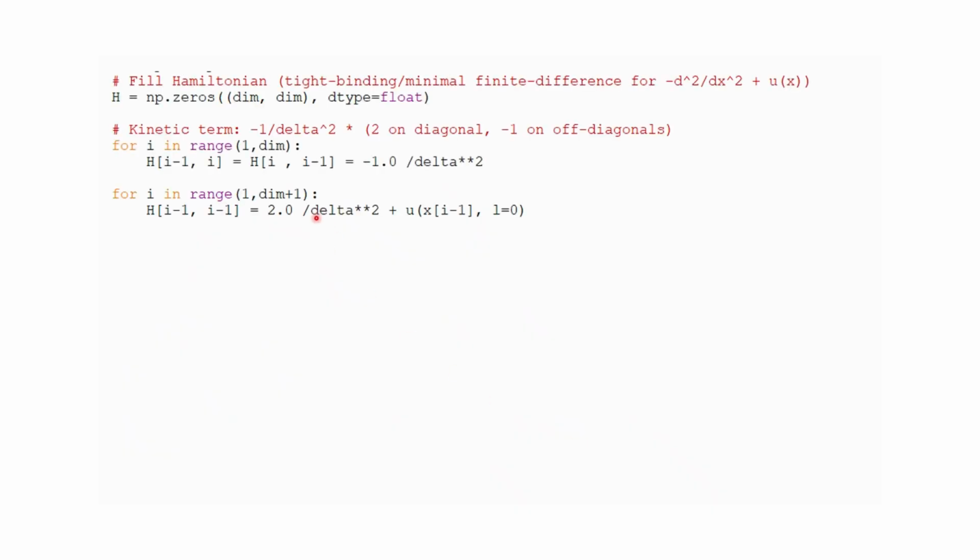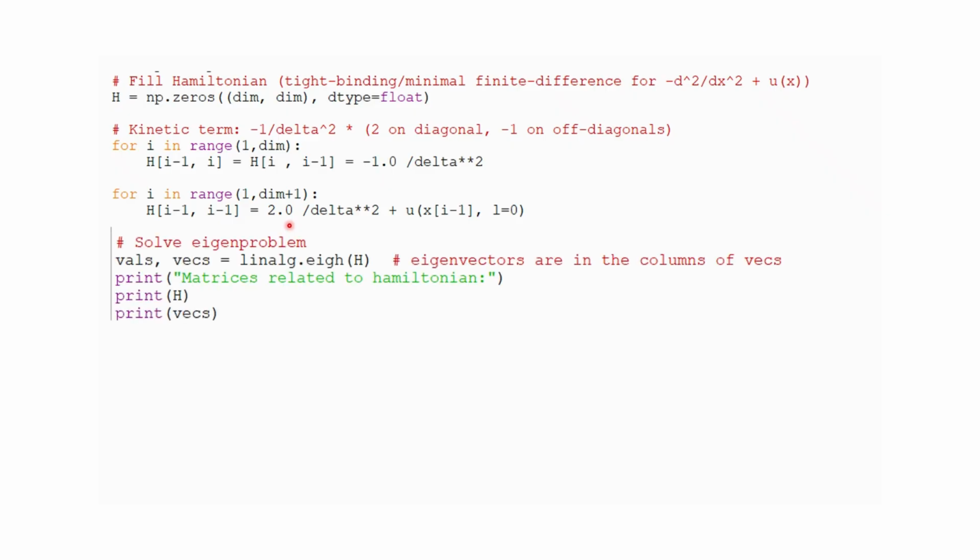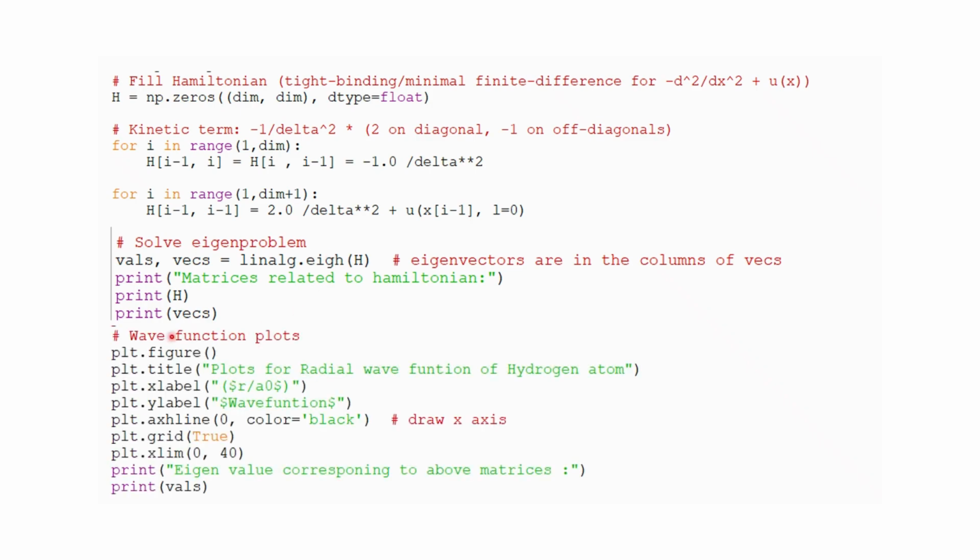Next, we will work on the Hamiltonian matrix. Here, for the off diagonal element, we will use this line, while for the principal diagonal element, we will use this line. Now, to calculate the eigenvalues and the eigenvectors, we will use this syntax. Finally, to plot all the wave functions, we will write these lines into the Python text box.